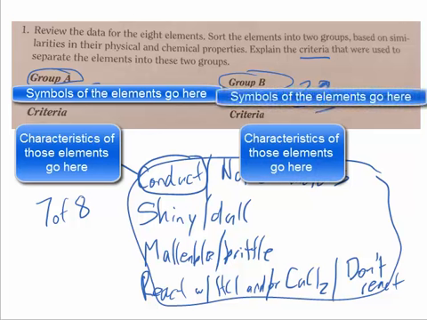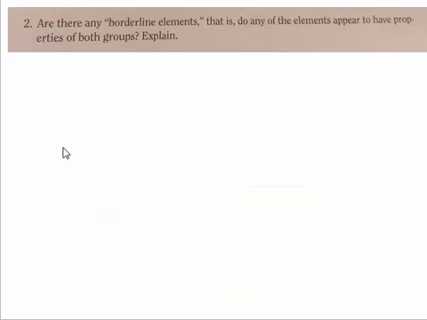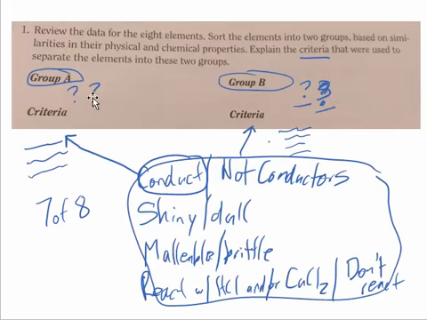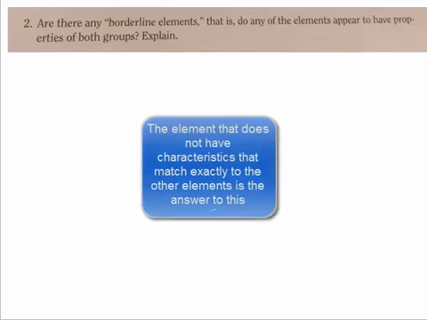Now, there's going to be 5 in one and 2 in the other. That leaves us 1 element that kind of fits in both categories. They have characteristics of both. And that's question number 2. Are there any borderline elements? That is, do any of the elements appear to have properties of both groups? So once you organize in number 1 the elements that fit into group A and group B, the 5 and the 2, there'll be 1 left over, and that's the answer to number 2.